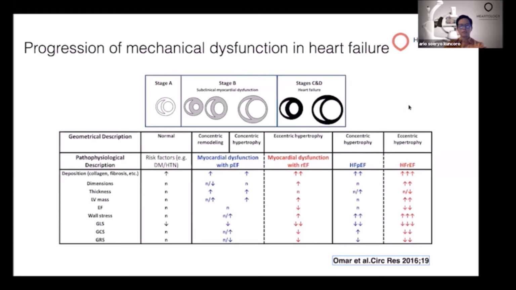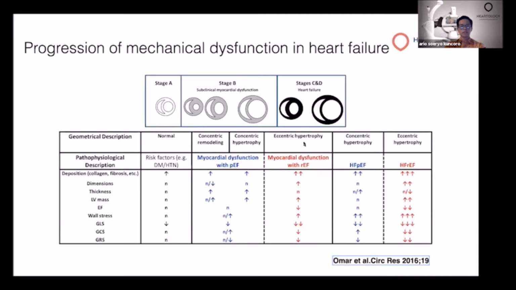And so if we look again at the staging of heart failure from A, B, C and D, we already see that from stage C and D, those with already heart failure and with structural disease, but some with a sign and symptoms, maybe with a mild heart failure with subclinical myocardial dysfunction. This is the part where echo can actually help.